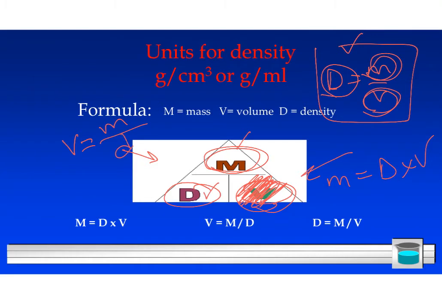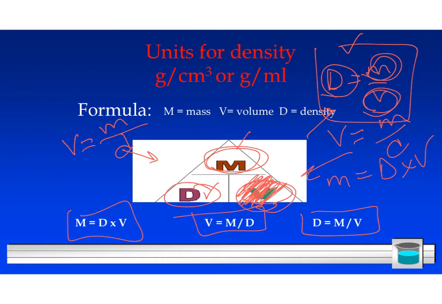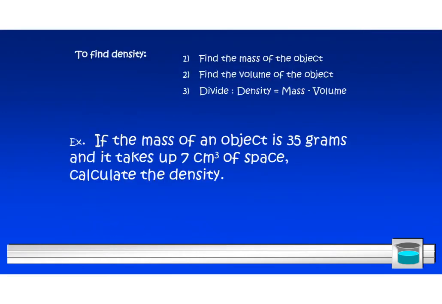Okay? So again, you don't need that triangle. If you can look at this formula and say, oh yeah, okay, volume is mass divided by density, then you don't need the triangle. But in any case, you're going to have to rearrange this formula to solve for all of the variables.